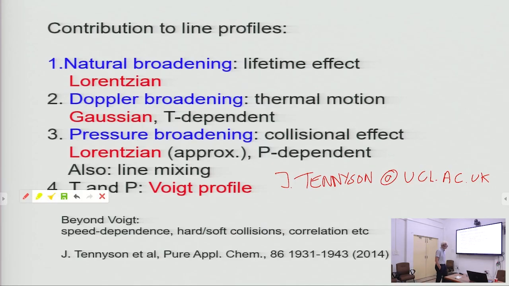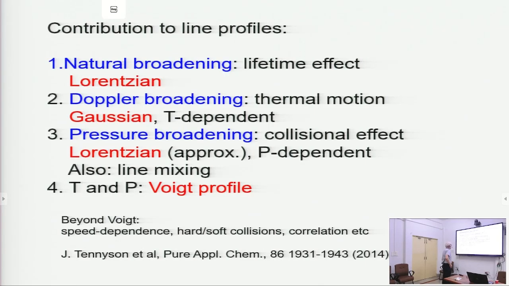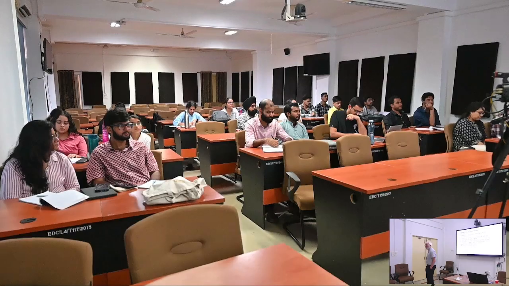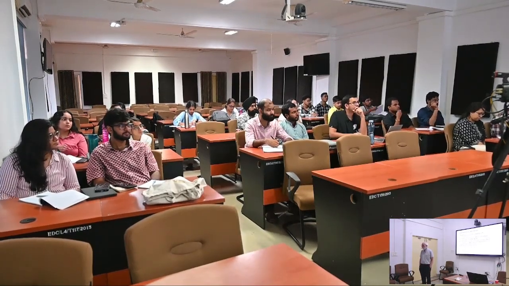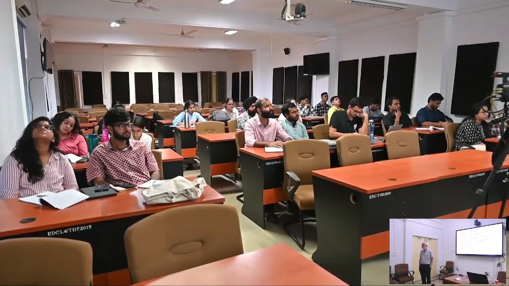Okay, so the last topic I want to go through is line profiles, which we've touched on occasionally already. Basically there are various effects on the lines. The first is natural broadening, and that is a consequence of the Heisenberg uncertainty principle, because excited states all have a finite lifetime.